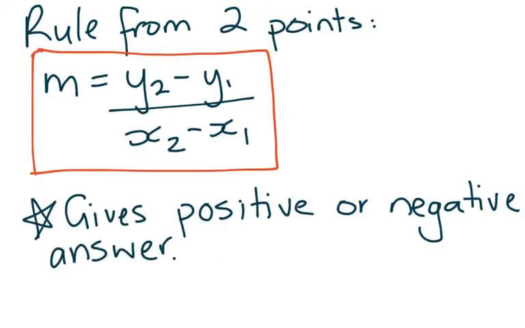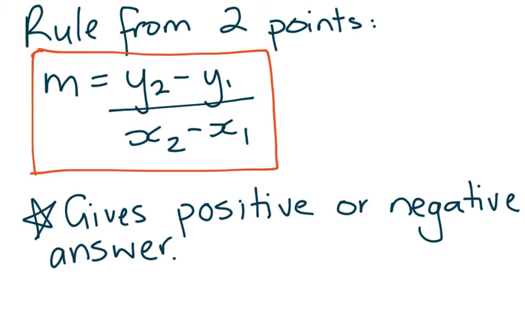The next example is looking at the rule from 2 points. Now, we were doing rise over run when we've got the visual graph and we can actually see what the graph looks like. We can use rise over run. We are doing the same thing when we're given 2 points, but we just use this formula here, which is m equals y2 take away y1 divided by x2 take away x1.